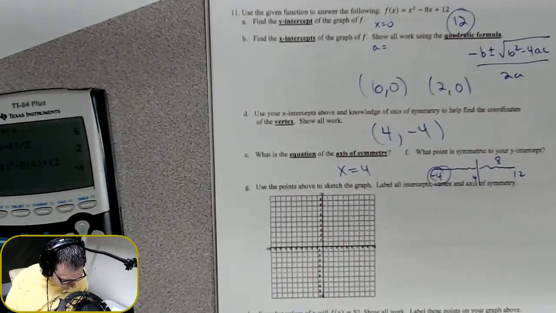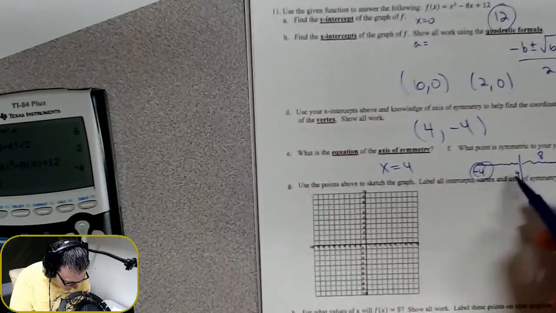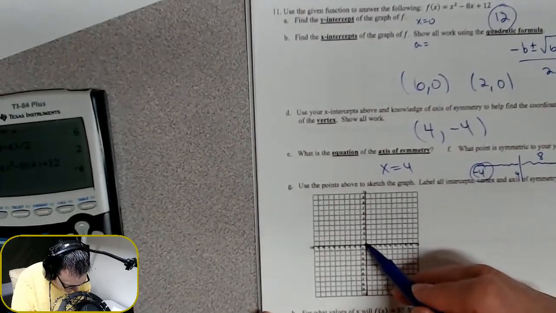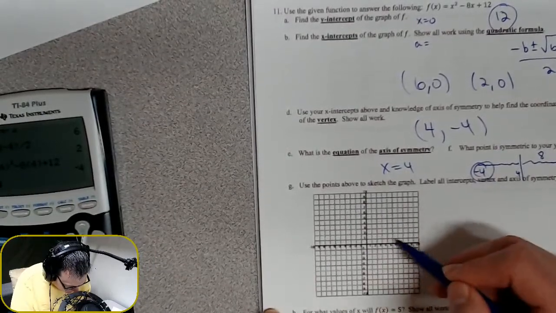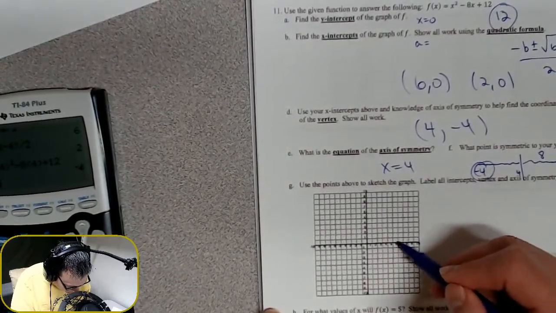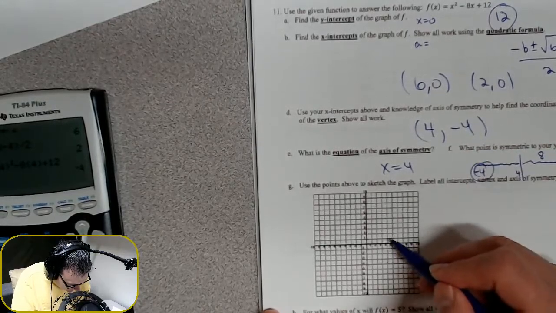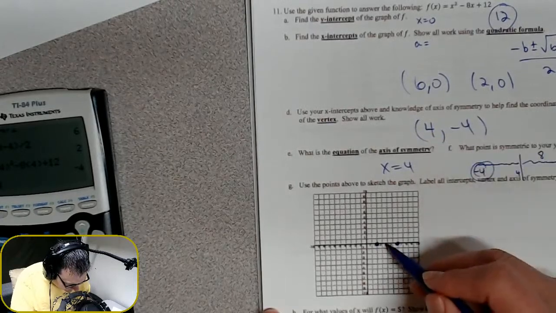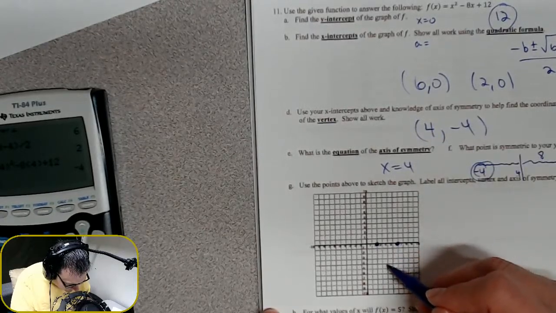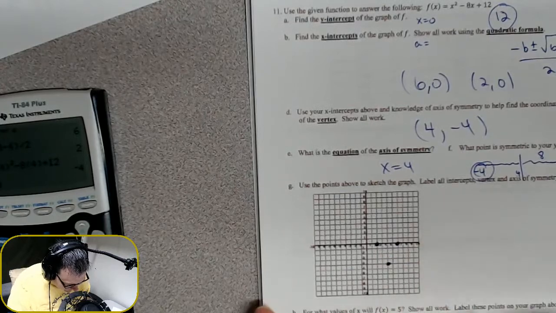Okay, so what does that all mean? Let's plot some points. What do we got? Okay, we got the y-intercept is 0, 12. Oh, off the graph, so that's not going to help us. 6, 0. 2, 0. Okay, 4, negative 4. Right over there. Let's get a couple more points here.